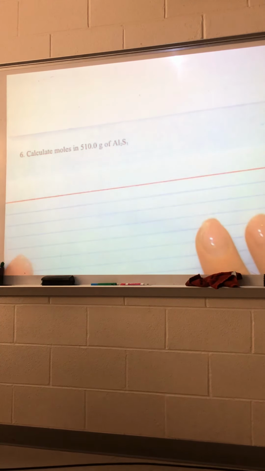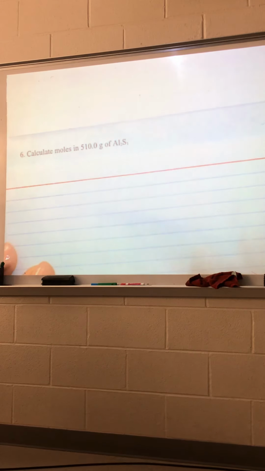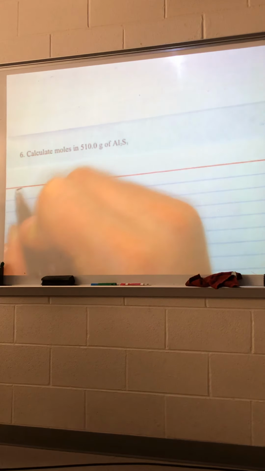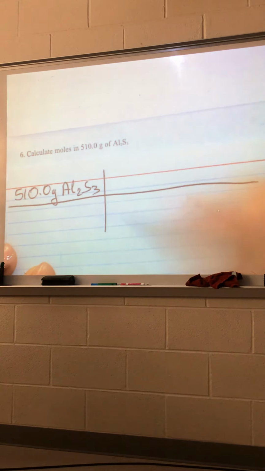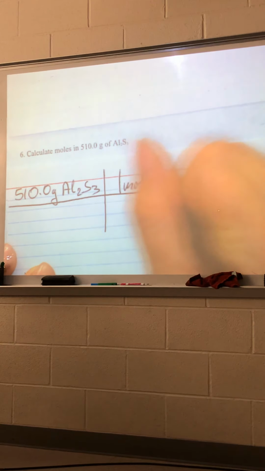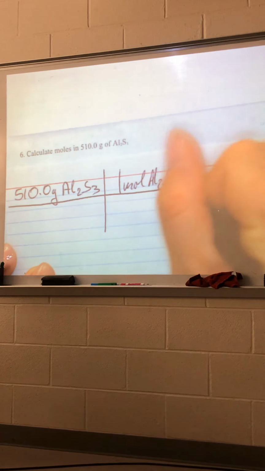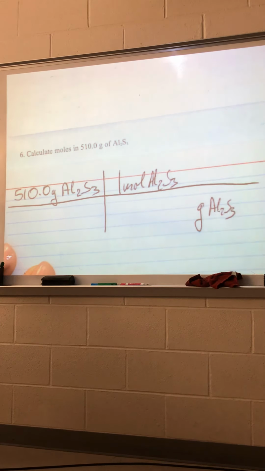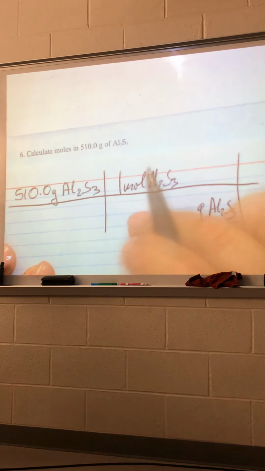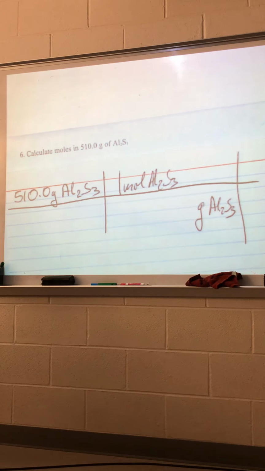Number 6 says, calculate moles of 510 grams of Al2S3. So I write down what's given to me, which is 510 grams of Al2S3. And I want it in moles, so I write down 1 mole of Al2S3, and then on the bottom I need my grams of Al2S3. So how many grams is 1 mole of aluminum sulfide? What is it?